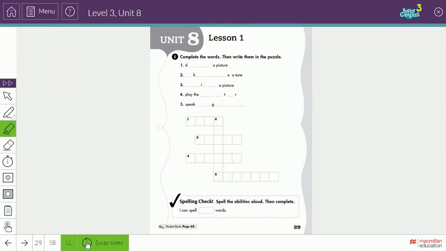Move to Language Lodge. Complete the words. Then write them in the puzzle. A picture. We draw a picture. And this one, 10, okay? Picture. Play the R. What is finished with R? Speak. I don't know here, okay? So when you finish all these words here, fill in this puzzle. Put it in the puzzle here, okay?